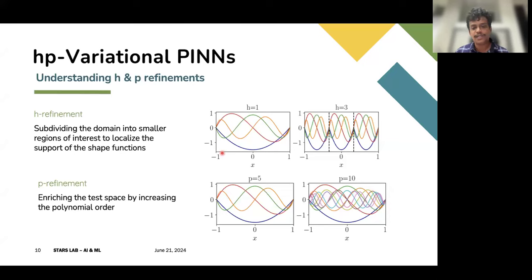So before we get into it, this FastVPINNs framework is entirely an optimized application of HP variational PINNs, where H stands for your H refinement, where instead of having a single set of test functions spanning your entire domain, you restrict the domain to which your test functions are supported, so that you have multiple sections. That forms your H refinement, and your P refinement is generally increasing the order of your polynomial to capture, let's say, higher order frequency within your domain also.